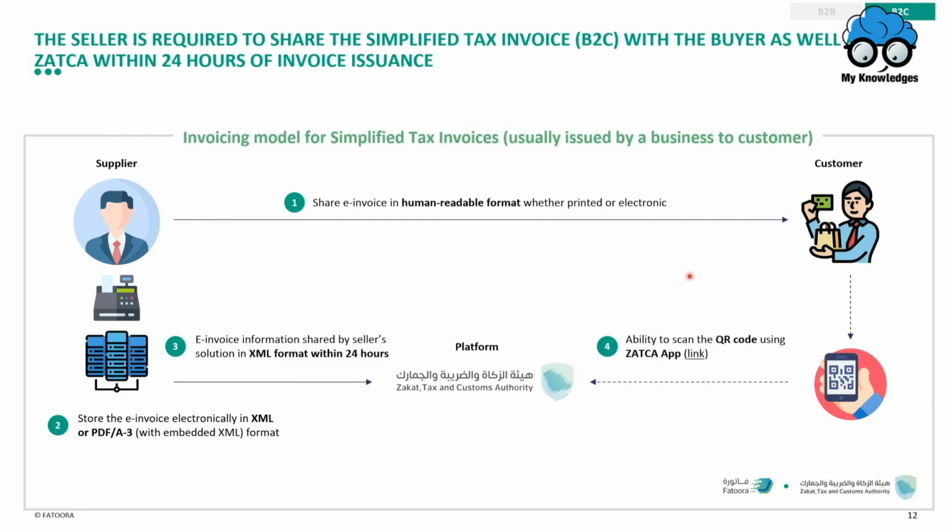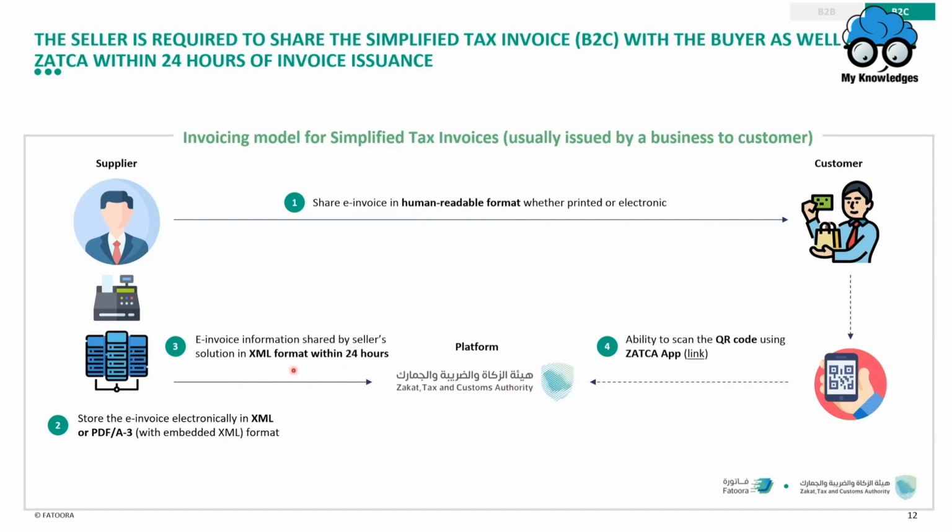Now, when it comes to B2C, this is for businesses who are dealing with consumers or end consumers, like walk-in customers. So basically, the supplier needs to generate the invoice and share it in a human-readable format with their customers. At the same time, they need to store this invoice at their site, at their machine, and then they will have a grace period of 24 hours to share this invoice with Zatka platform.